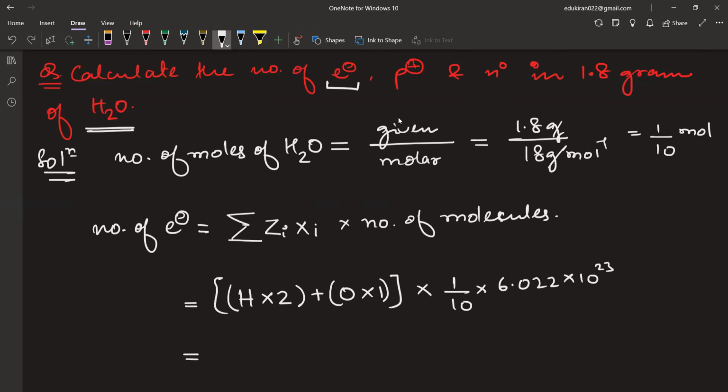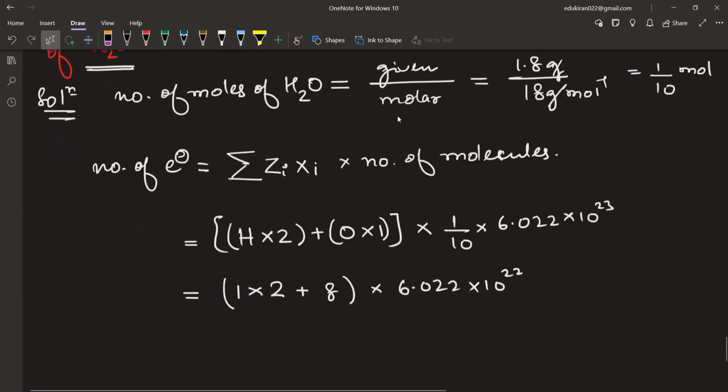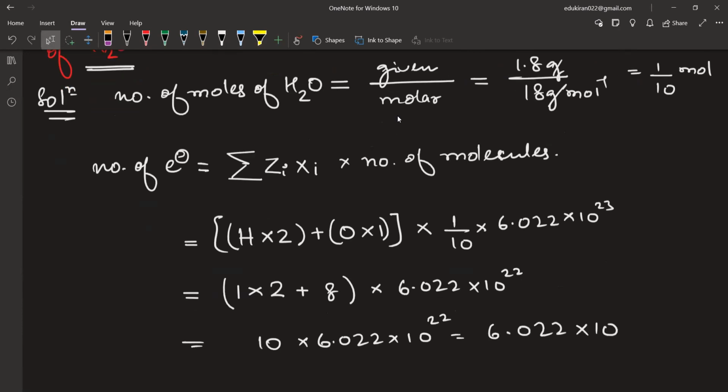Now, what is the atomic number of hydrogen? 1, right? So it will be 1 into 2 plus the atomic number of oxygen, which is 8, into 6.022 into 10 to the power 22. Right? 10 and 23 will get cancelled. So we'll have 8 plus 2, that is 10, into 6.022 into 10 to the power 22. This will again become 6.022 into 10 to the power 23.